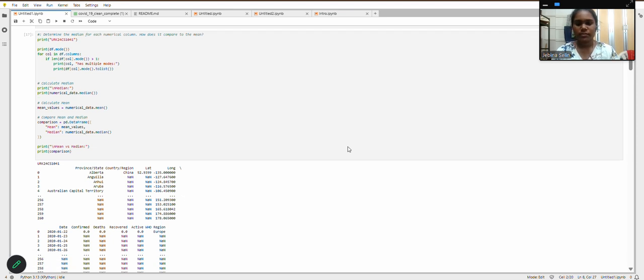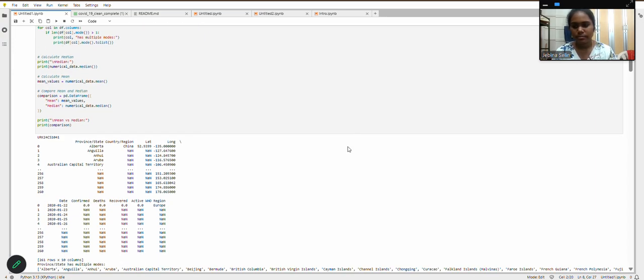In the second question, we calculated the median of each numerical column and compared it with the mean. The median is the middle value when all the values are arranged in ascending order. Comparing the mean and median helps us understand the distribution of the data. If they are close, the data may be relatively balanced, while a large difference between them may indicate that the data is skewed or contains extreme values. This comparison is especially useful for COVID-19 data because some locations may have much higher case numbers than others.